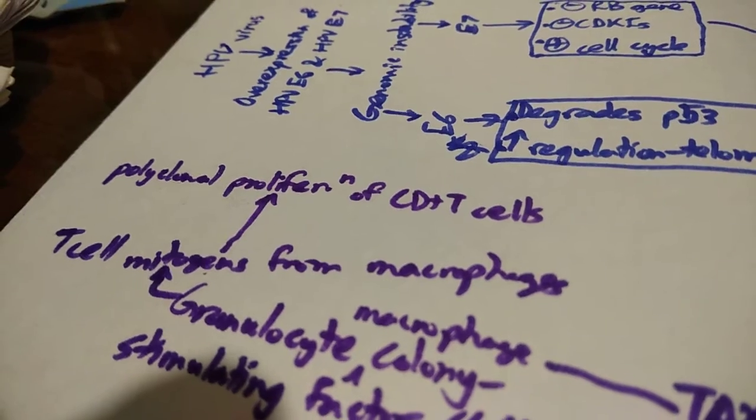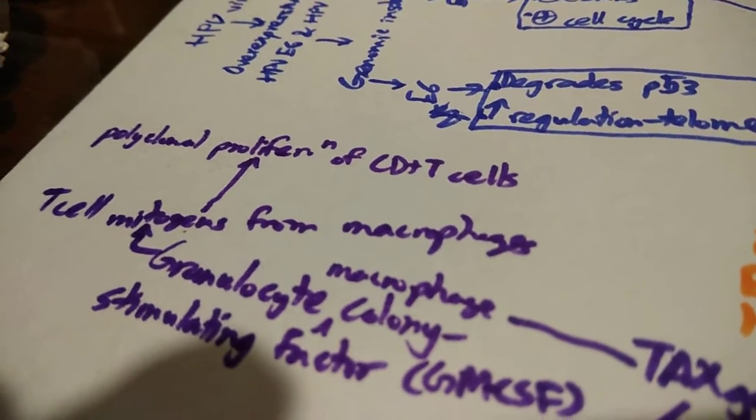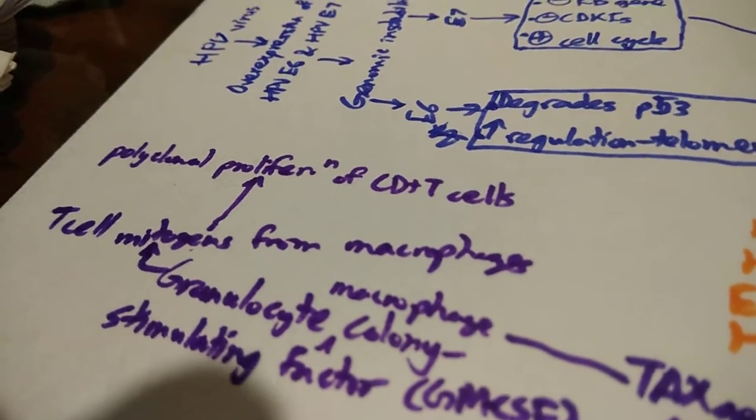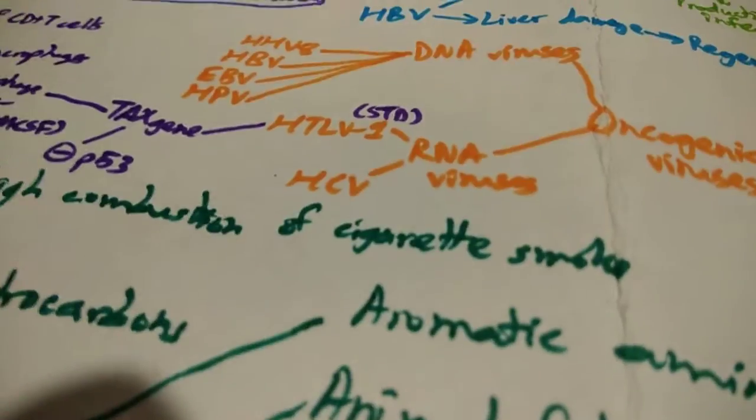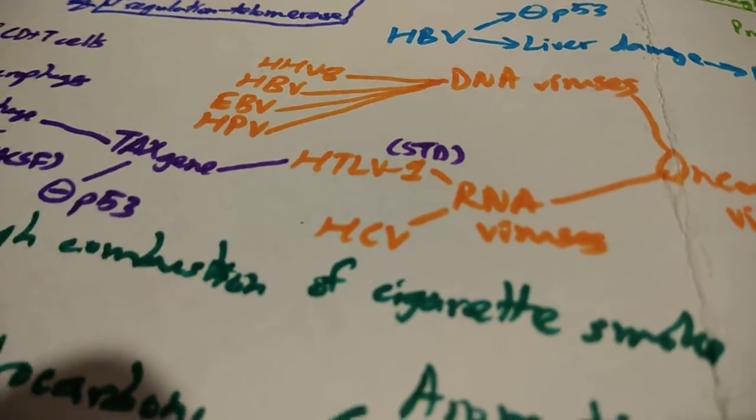Now, these CD4 T cells aren't fully mature. They're just randomly and rapidly multiplying. So, as a result, you find neoplasms of T cells. So that's the whole point of the HTLV1 virus.